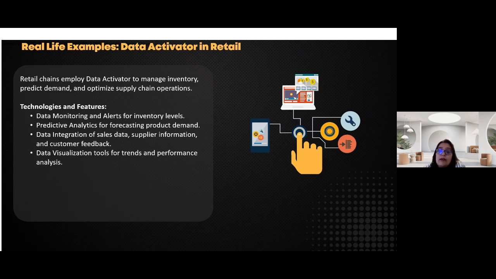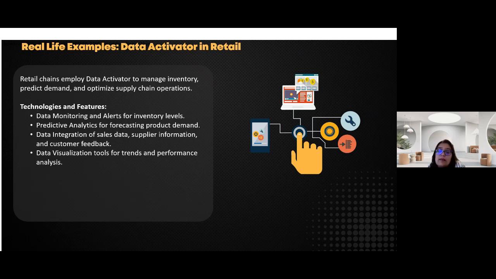Predictive analytics for demand forecasting. Retail chains could utilize predictive analytics to anticipate product demand. By analyzing historical sales data, seasonality, and market trends, Data Activator could enable retailers to predict future sales, tailor inventory to expected demand, and plan promotions and pricing strategies accordingly.